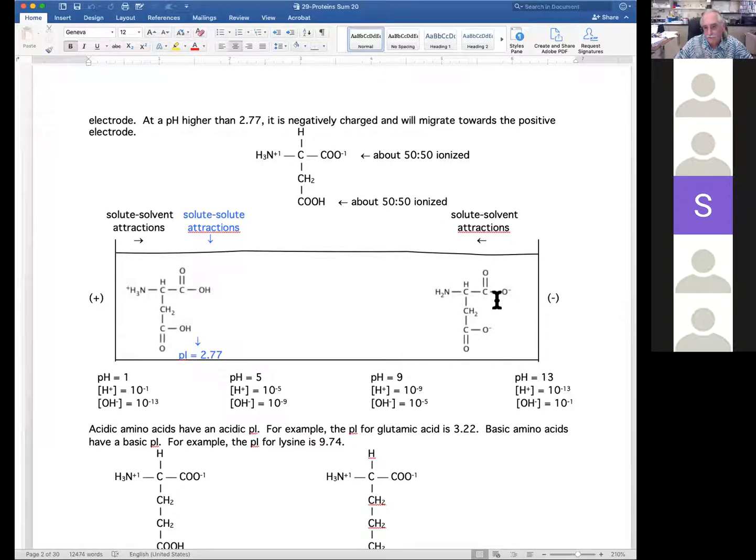If I put it way over here, where you have mostly hydroxide ions, you're going to pull hydrogens off of everything. And when you do that, you have a net -2 charge. So it's going to be repelled by this, attracted by the positive electrode. It's going to migrate this way until it hits right here. That's where it has no net charge. So it congregates here, it focuses over here, and we can precipitate it, and we can separate it from other amino acids.